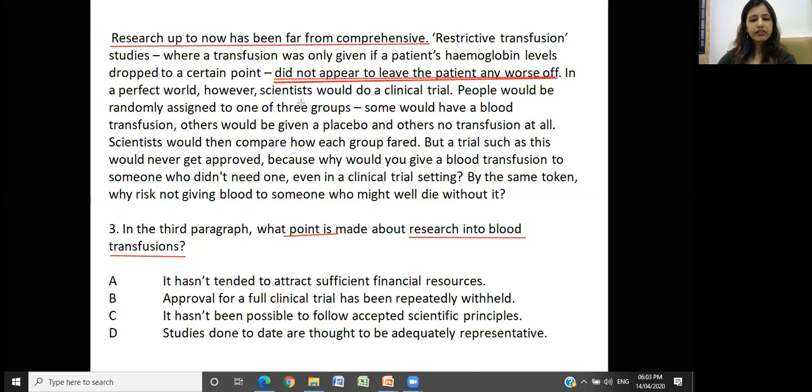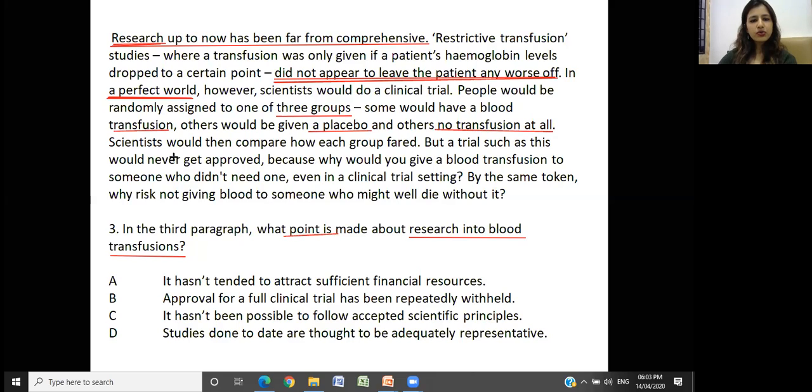Okay? And then the writer goes on to say what the ideal way would be in a perfect world, however. So the writer is giving an ideal situation. If enough research hasn't been done, then what should be done ideally? The writer says that we should have three groups: one group receives the blood transfusion, another group receives a placebo, and the other group receives no transfusion.